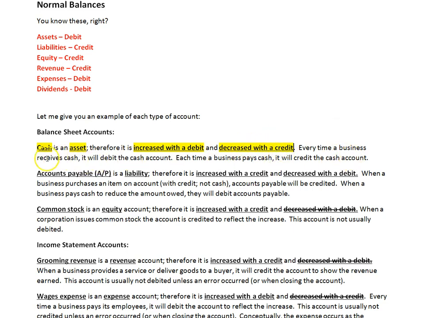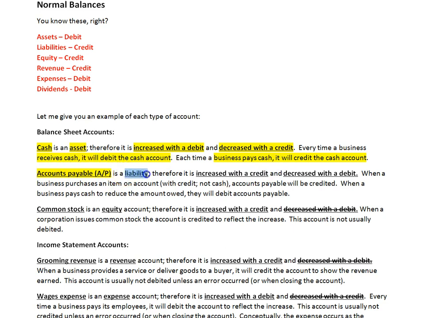So every time a business receives cash, it will debit the cash account. Every time a business pays cash, it will credit the cash account. And we're going to get to journal entries here in a little bit, and we'll see how we actually journalize the debits and credits.